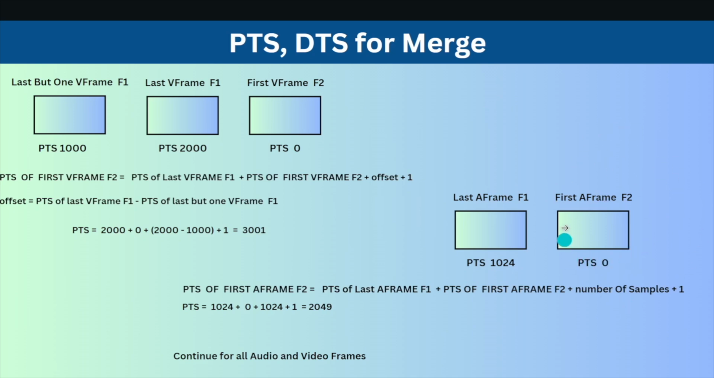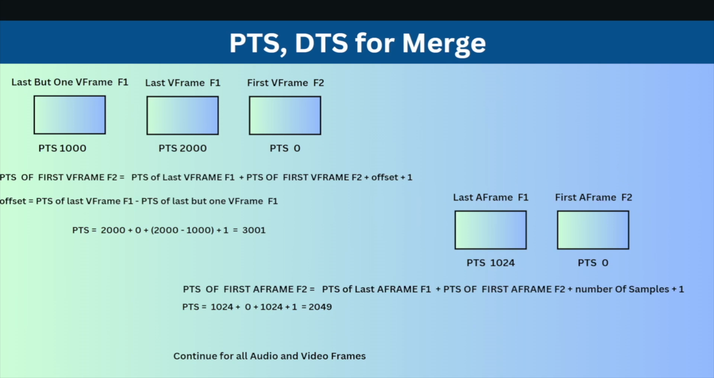For every frame of the second file, you need to compute this. The last frame will be constant, but you need to accumulate the timestamp plus offset plus 1. So we need to ensure that for every frame in the second file we apply this formula. Just for simplicity, I explained it for the first frame, but in general you need to apply this logic for every frame of the second file. The same applies for the audio frames. That way audio and video will be in sync, and when you merge there will be no issues.